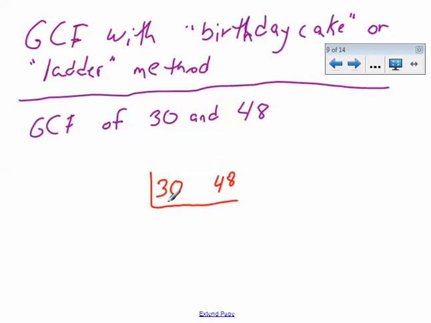Reverse division. I'm going to start with 2. And I'm going to go 30 divided by 2 is 15. 48 divided by 2 is 24. Then I think we can divide 15 and 24. And I'm thinking a 3. 15 divided by 3 is 5. 24 divided by 3 is 8. Nothing other than 1 will divide 5 and 8, so I'm done.